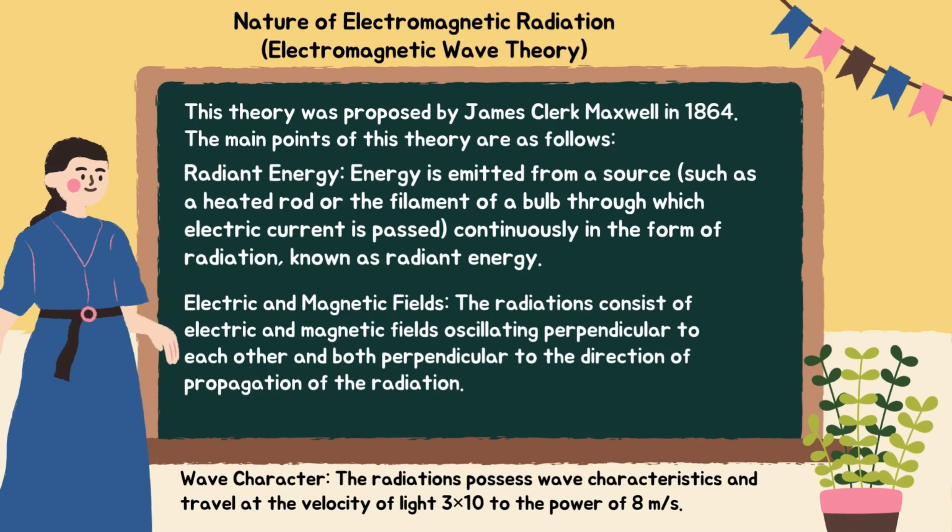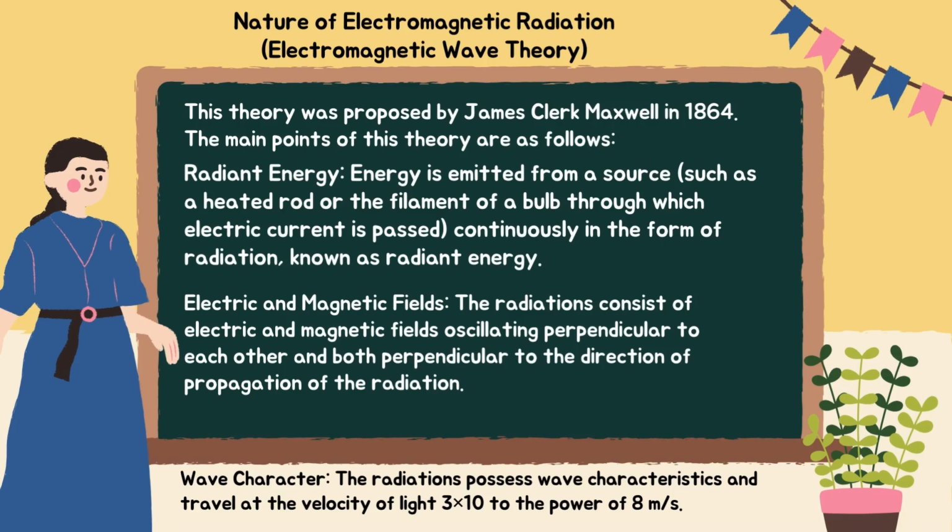Radiant energy. Energy is emitted from a source, such as a heated rod or the filament of a bulb through which electric current is passed, continuously in the form of radiation, known as radiant energy. Electric and magnetic fields. The radiations consist of electric and magnetic fields oscillating perpendicular to each other and both perpendicular to the direction of propagation of the radiation.